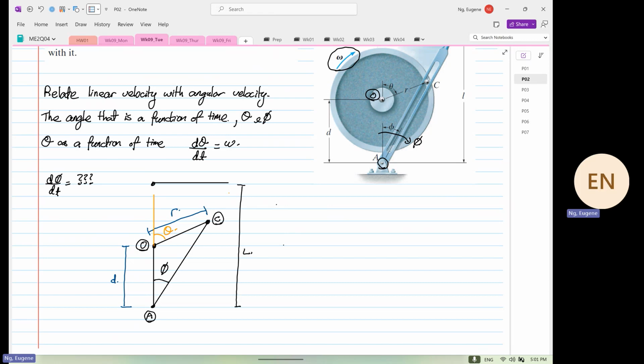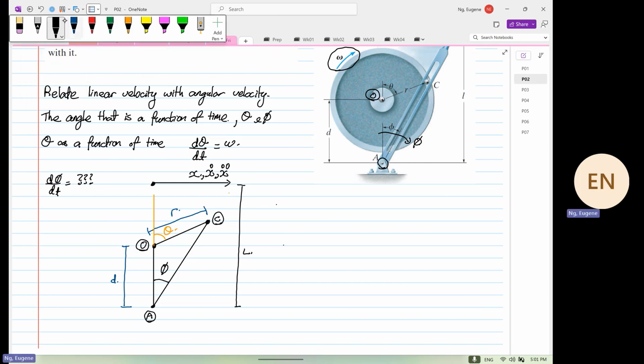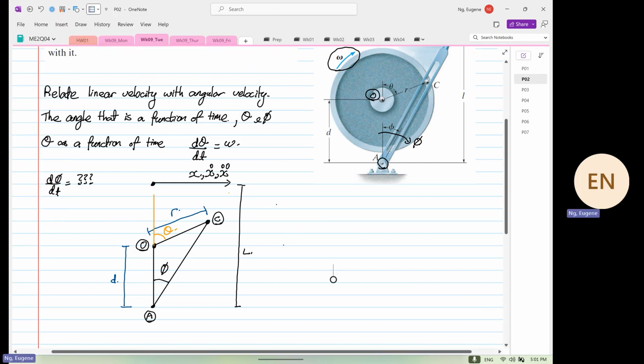This is our point of origin. And this is my X. X is where the ramp is. We want to find X dot, and we want to find X double dot. X dot is velocity, X double dot is acceleration. So we can form the first equation, right? We can form the first equation.